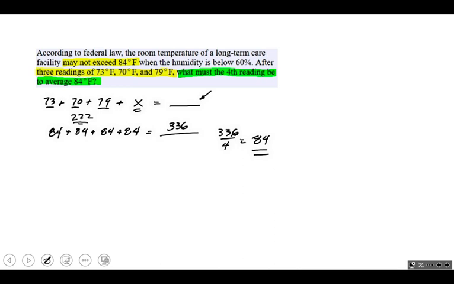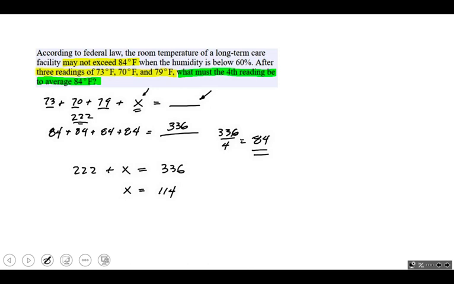So let's bring this down and say, okay, what's left here? We have 222 plus x is equal to 336. Let's solve for x. We subtract 222 from both sides. 336 minus 222 gives us 114. And if we plug our value of 114 in here, we add those 4 together, we get 336. We divide by 4, we get our average of 84.